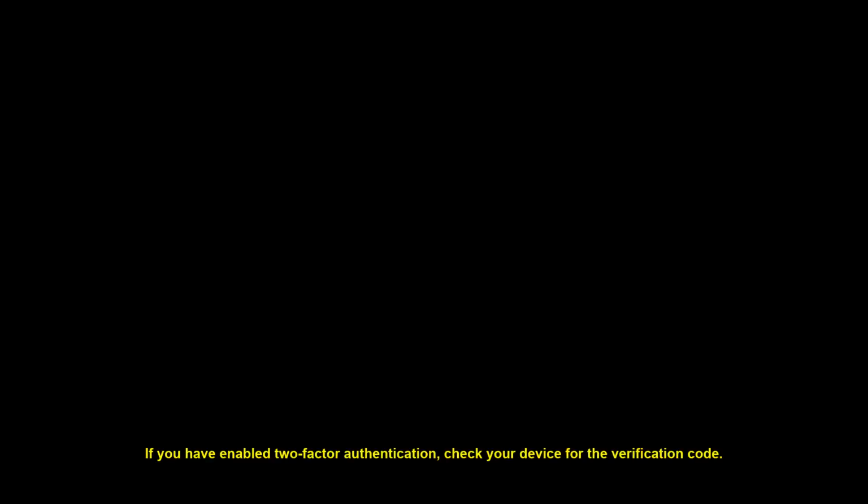If you have enabled two-factor authentication, check your device for the verification code. Input the code into the app to continue. Once logged in, you will be directed to the main dashboard of the Philips Hue app. From here, you can access various features, including scene synchronization.